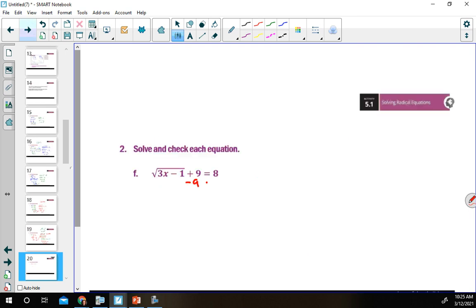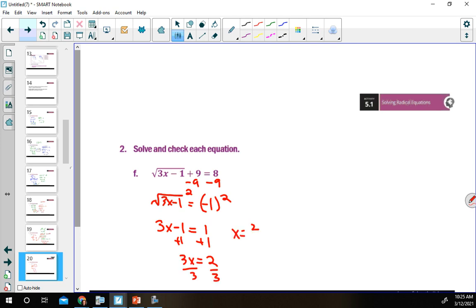Okay, this one I'm going to subtract 9. Square root. I'm going to square both sides. So 3x minus 1 is equal to 1. -1 times -1, or use parentheses when you type it in. I'm going to add 1. Divide by 3. Okay.